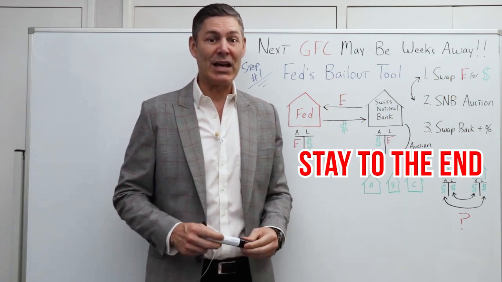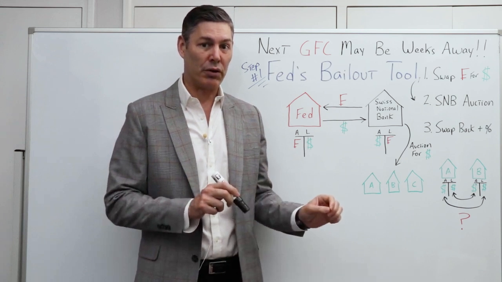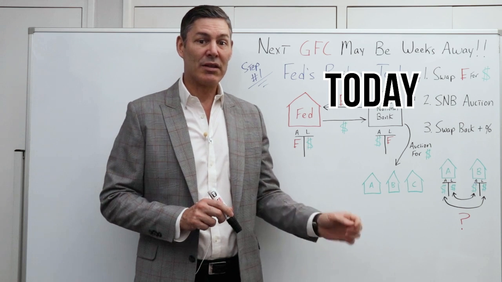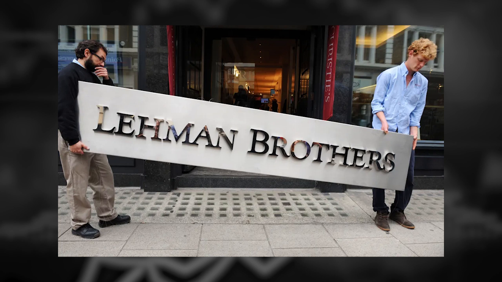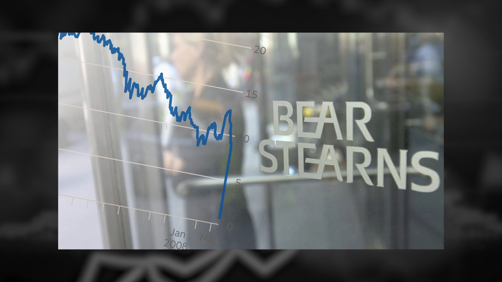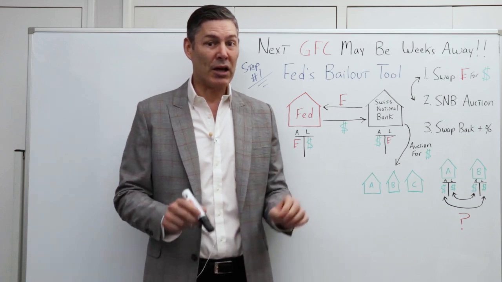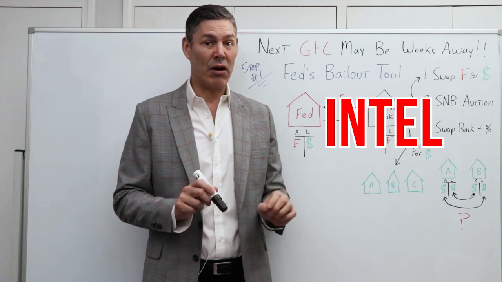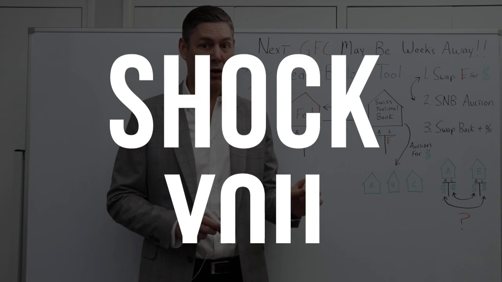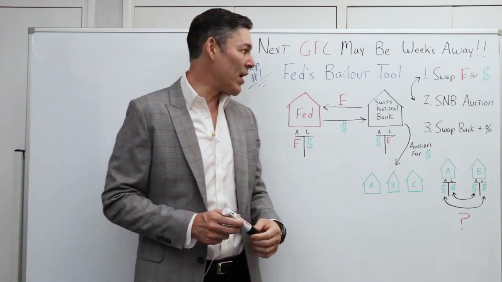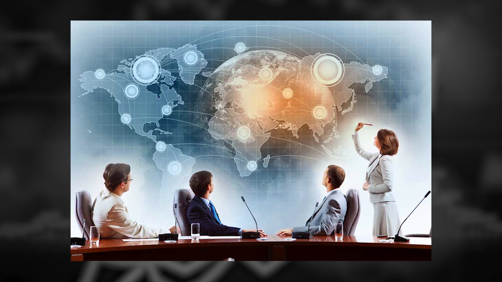And make sure you stay to the end of this video because we're going to compare how this bailout tool is being used today to how it was used during the first GFC, 2008, when Lehman Brothers and Bear Stearns were going bust. We're going to look for the canary in the coal mine, and I can promise you this intel that I'm going to reveal in step number 3 is going to shock you. So let's get into the Fed's preferred bailout tool for the international banksters themselves.